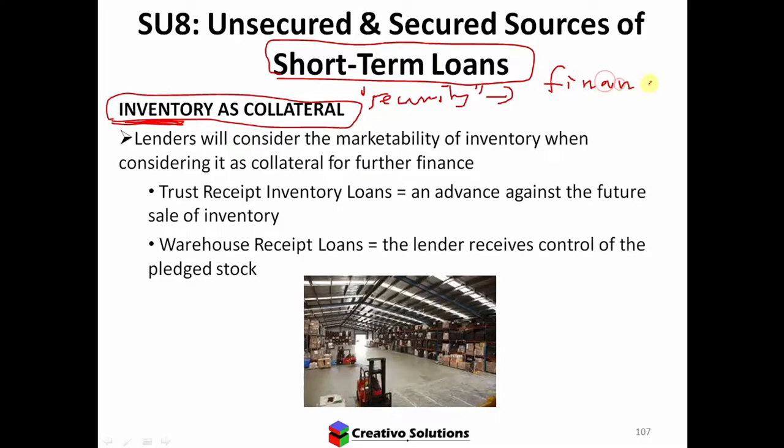Make sense? Yes. All right, and that's the whole purpose of this module. It's to teach you how to manage your net working capital. Right, if you get stuck as a business, try to find ways to acquire finance. If you can't take out a loan, maybe consider using inventory as collateral, to give the bank or the lender peace of mind. All right, so the lender will have either a trust receipt loan or a warehouse receipt loan. It depends on who controls the stock.